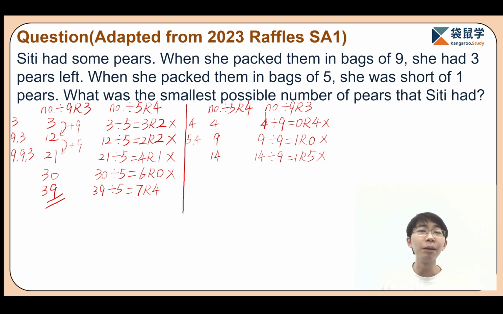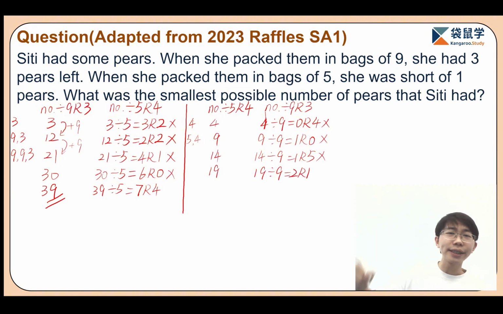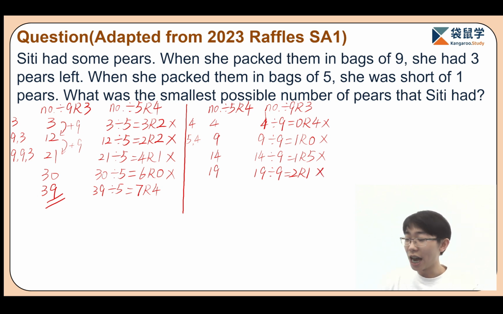What is the next number after 14? The next number should be 14 plus 5 equals 19. Now let's verify. 19, when divided by 9, equals 2 and the remainder is 1. Does this satisfy our condition? Again, no. So let me cross it out.